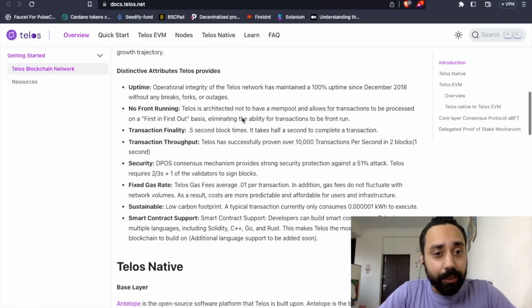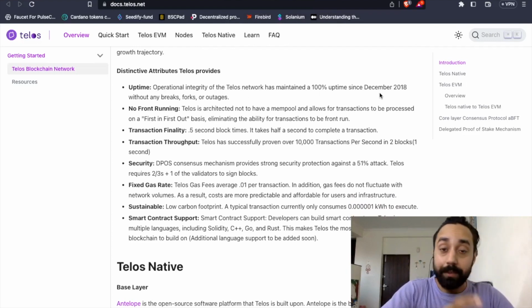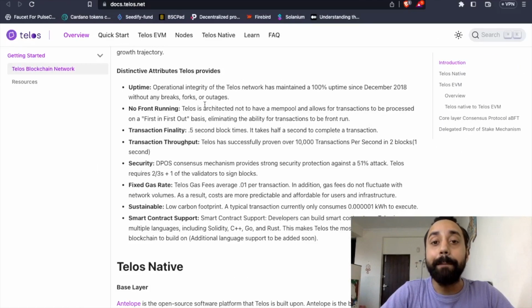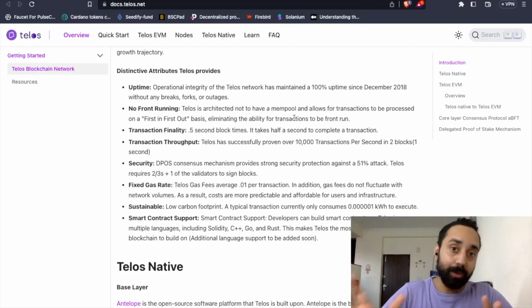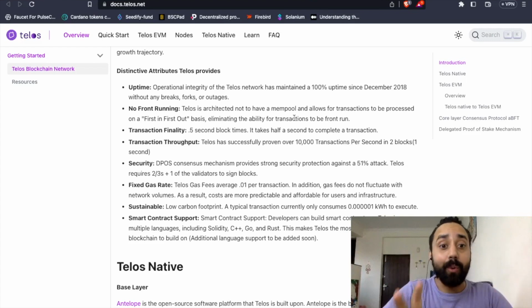Moreover, you can check out these features of TLOS, which are about uptime and operation integrity. TLOS network has maintained 100% uptime since December 2018. So this blockchain launched in December 2018 and since then it has had 100% uptime without any breaks, forks and outage. Now this is amazing. If you compare this with Solana, Solana is nowhere near this blockchain because Solana crashed now and then, but this is up 100%. That is quite rare. Again, transaction finality is a 0.5 second block time, and transaction throughput is 10,000 TPS, which is one of the best.